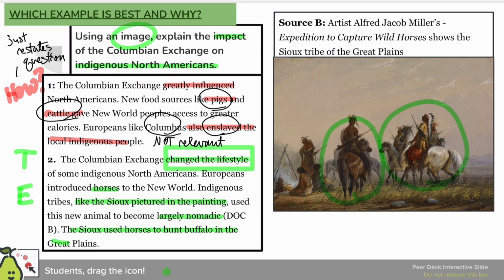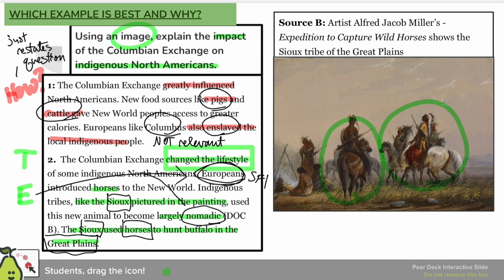The Sioux used horses to hunt buffalo in the Great Plains. Okay, now some of these words they have taken from the source, like Sioux and Great Plains and horses. But a lot of this information comes from beyond the document. The painting doesn't tell us that horses came from the Old World to the New. We're bringing in outside evidence to support our claim that this was a part of the Columbian Exchange. We also explain how it changed their lifestyle.